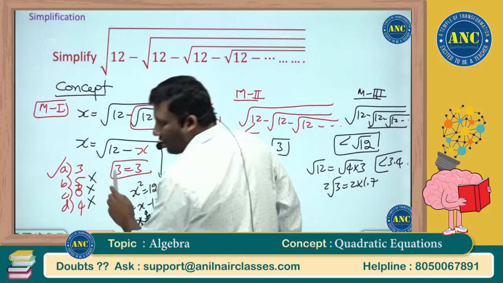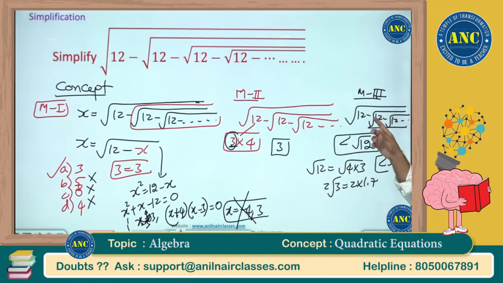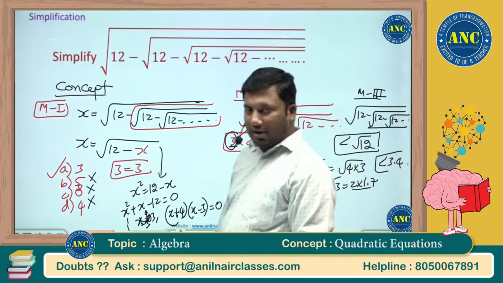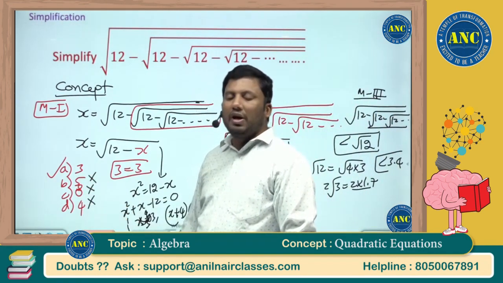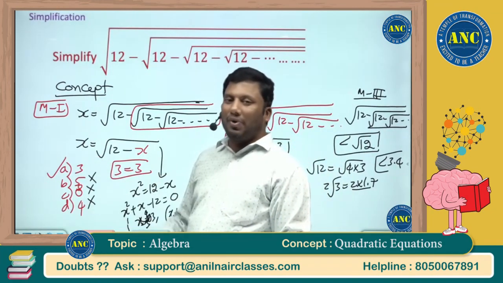First, second and third options, these three are eliminated. Again I am repeating: under root of 12 minus something, if from 12 you are subtracting a value, definitely the answer will be less than root 12. Root 12 is root of 4 into 3, 2 root 3. Root 3 is 1.7. The answer is less than 3.4. So 5, 8 and 4, these three are eliminated because I want an answer less than 3.4.